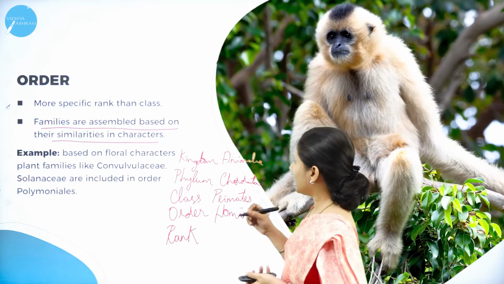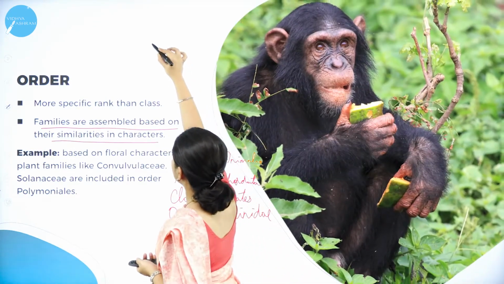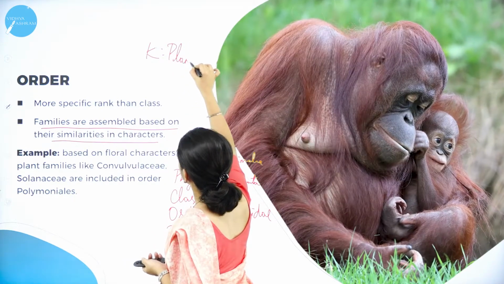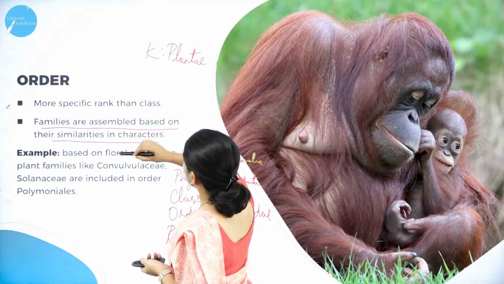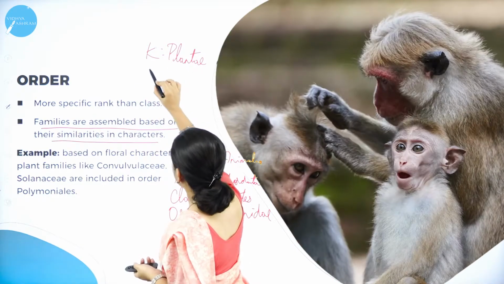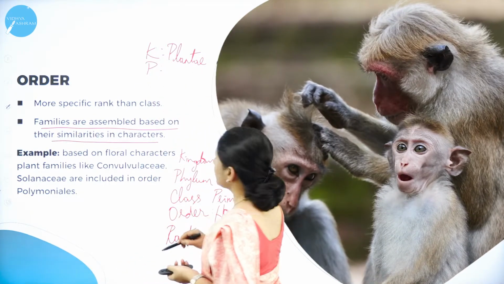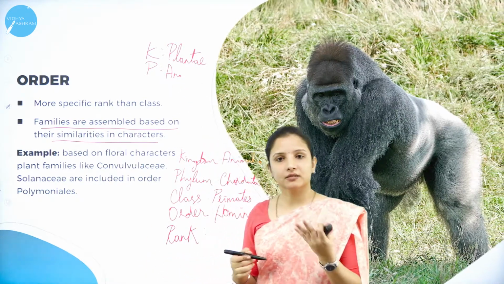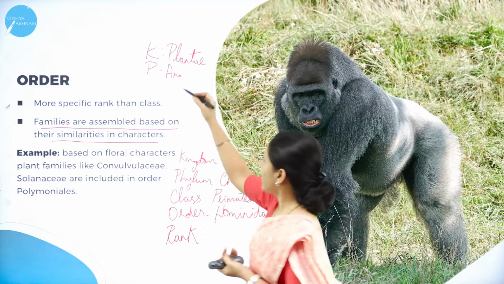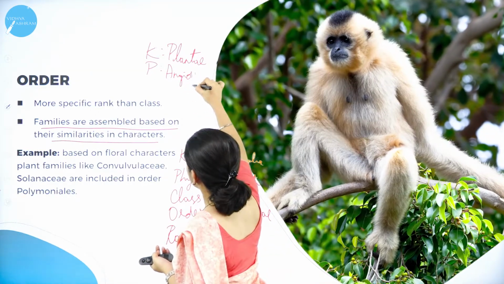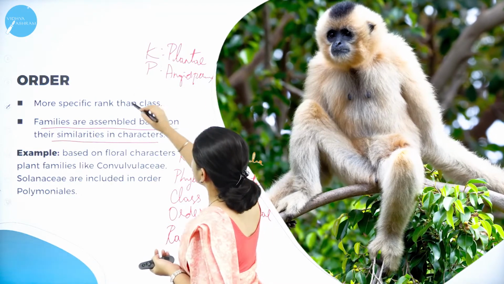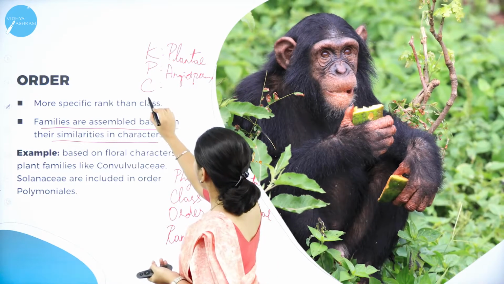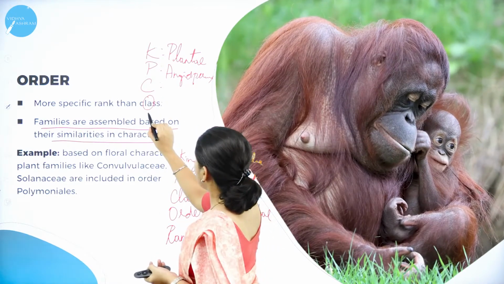So we'll talk about plants. So say for example plant, again kingdom, it is Plantae. Kingdom Plantae. Then we have the phylum. So the phylum will be Angiospermae. Those are the flowering plants. In plants, if I consider the flowering plants, it will be angiosperms. Then phylum, then class, then we have order, then we'll have rank.